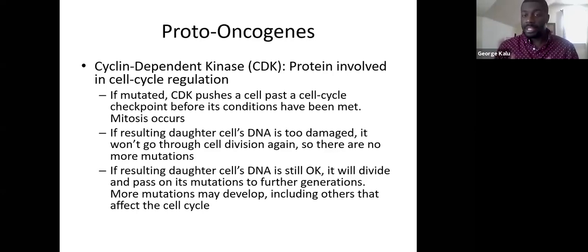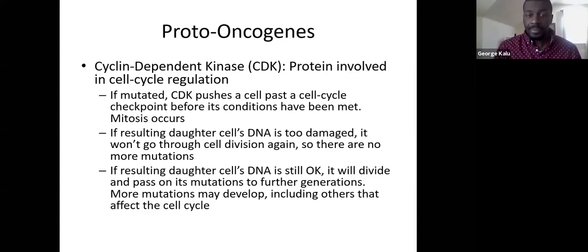So if that daughter cell ends up dying and not going through cell division, that's a good thing. Scenario two is if that mutated DNA is still salvageable within that daughter cell. That daughter cell can then continue to go through the cell cycle and again push past all of those checkpoints before those conditions are met. As a result, the daughter cells end up having more mutations, and they can develop more mutations and so on as they continue to divide over and over again. You can end up having daughter cells with even more mutations than you initially had, all because you're pushing past the cell cycle before you should.